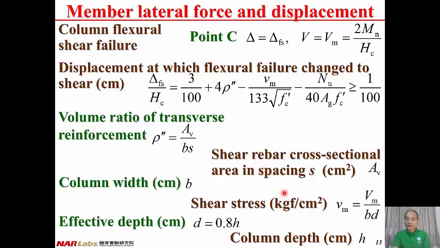And d here is the effective depth, it can be assigned to be 0.8, 80% of the total depth, and h is the column depth. And N_u here is the design axial force. When the design axial force becomes larger, the displacement capacity becomes less.